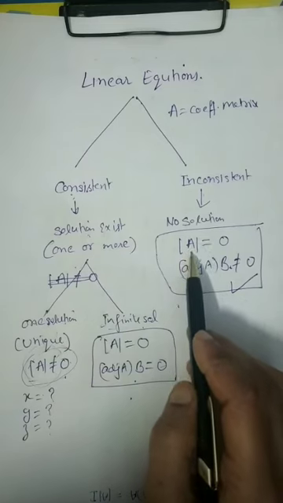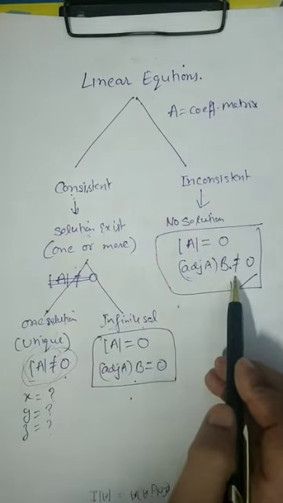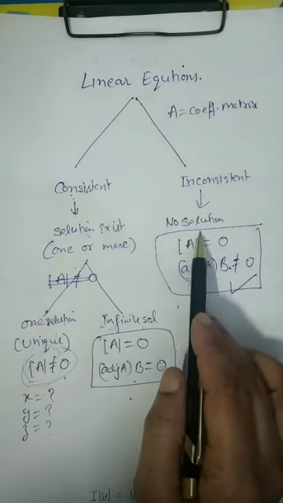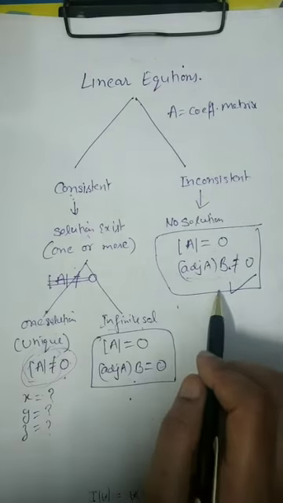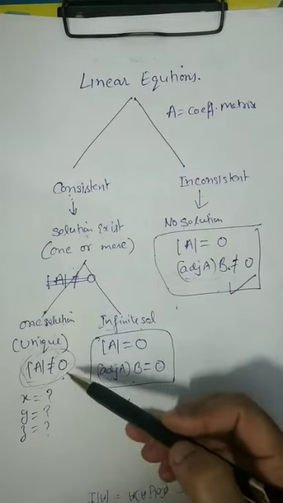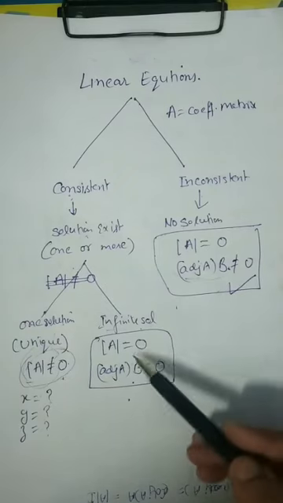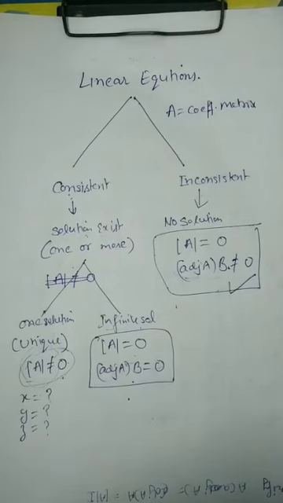And if determinant of A is 0 but adjoint of A into B is not 0, then that is the case of no solution. That means the given equations are not solvable for any value of x, y and z. So when you are asked about consistent and inconsistent, you have to find these values: determinant of A and adjoint of A into B. Then you can check which of these three cases happens, so you can tell the condition of consistency.